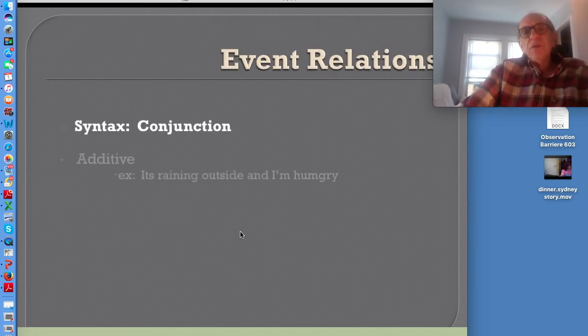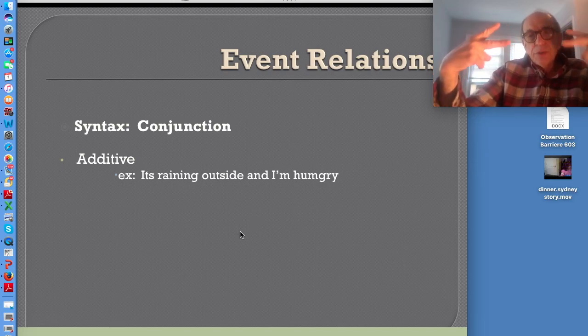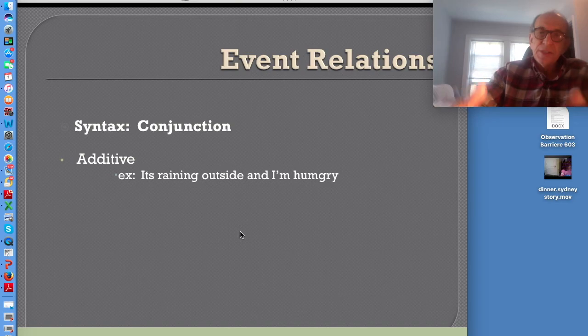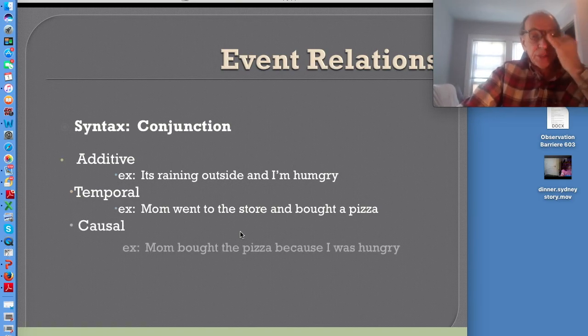We also reviewed last week event relationships, or we looked at them. It was not yet review, was it? This is review. Those are relationships in sentences that have 2 verbs, and typically have sentences within single sentences, such as additive: it's raining outside and I'm hungry, where there are 2 events, raining and being hungry, not related. Temporal, where there are 2 events that are related in time. Mom went to the store and bought a pizza. They're related in having to be a time sequence. It's raining outside and I'm hungry, they're both potentially happening at the same time, but no conceptual relationship between the 2. But going to the store and buying a pizza, there is a time sequence relationship there.